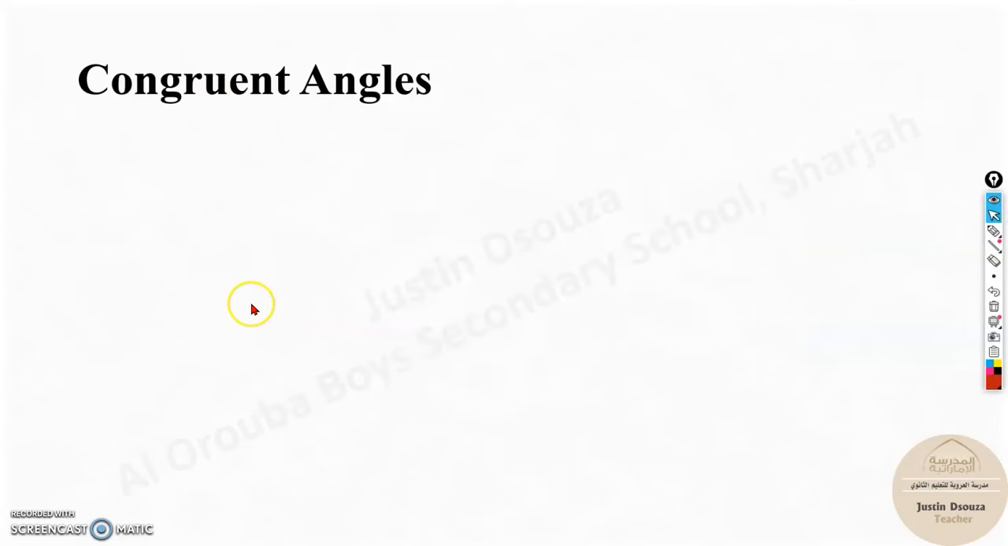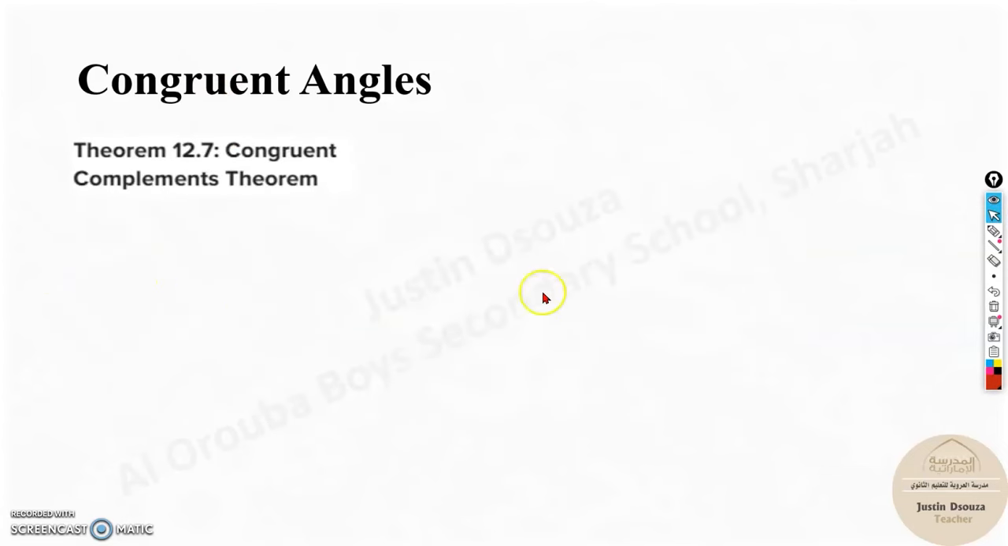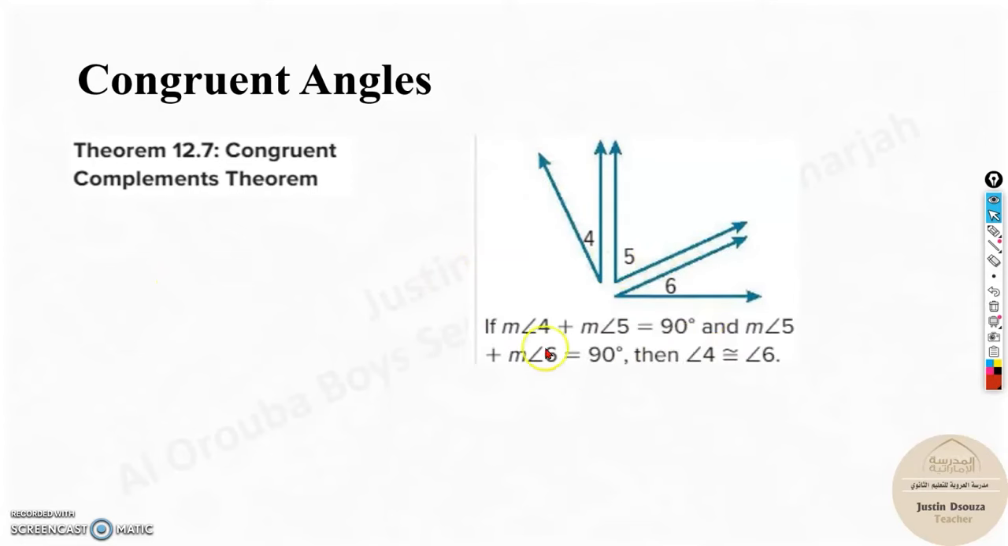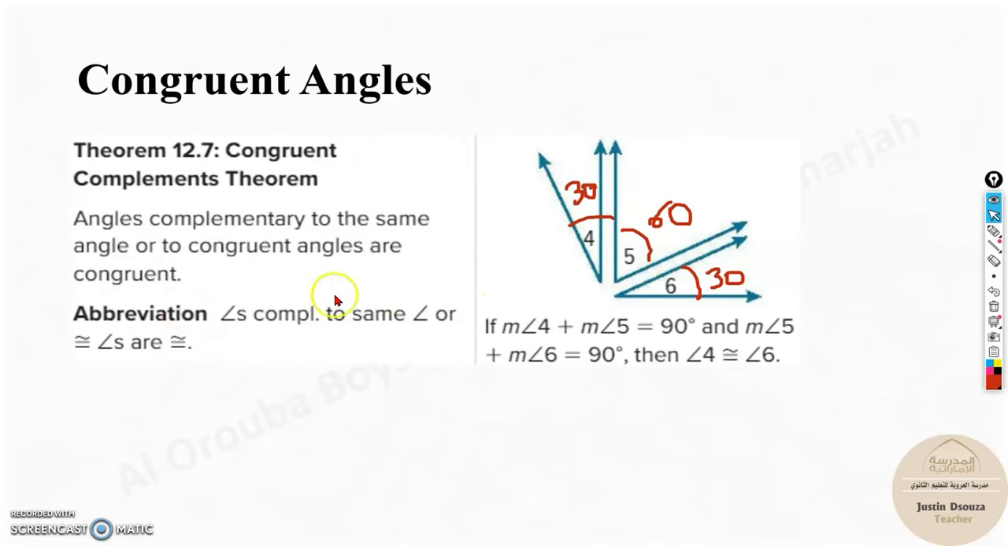Now over here, the same thing we just learned can be applied to complements as well. If the measure of angles 4 and 5 add up to 90 degrees, let's say this is 30 and this is 60. They have also told us 5 and 6 add up to 90 degrees. So if this is 60, what is this? It has to be equal to 4, that is 30. So 4 and 6 will be equal, like the previous one. It says angles complementary to the same angle or to congruent angles are congruent.